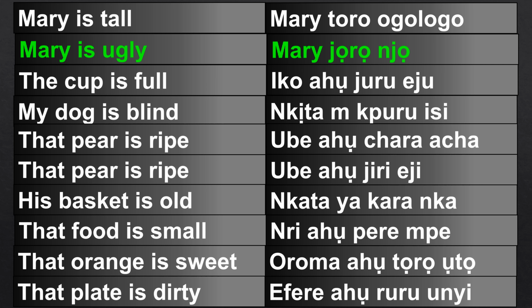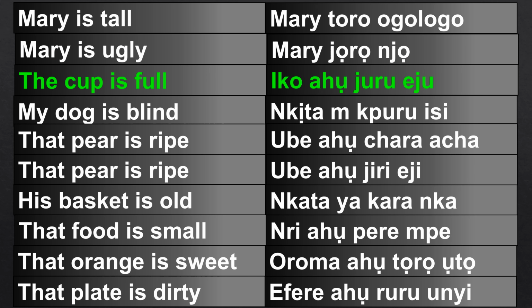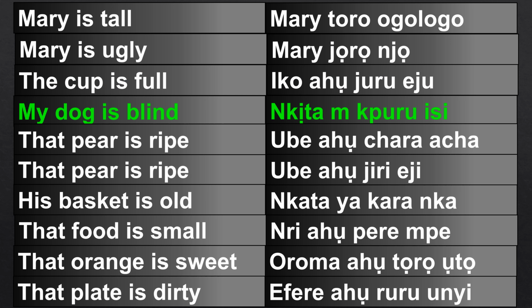So njọ can take several forms. Can take adjective, can take noun. So we have njọ, we have ajọ, we have ojọ. But here we're looking at the actual noun form of the adjective, which is njọ. Mary jọrọ njọ. The cup is full. Iko ahụ juru eju. My dog is blind. Nkịta m kpuru isi.